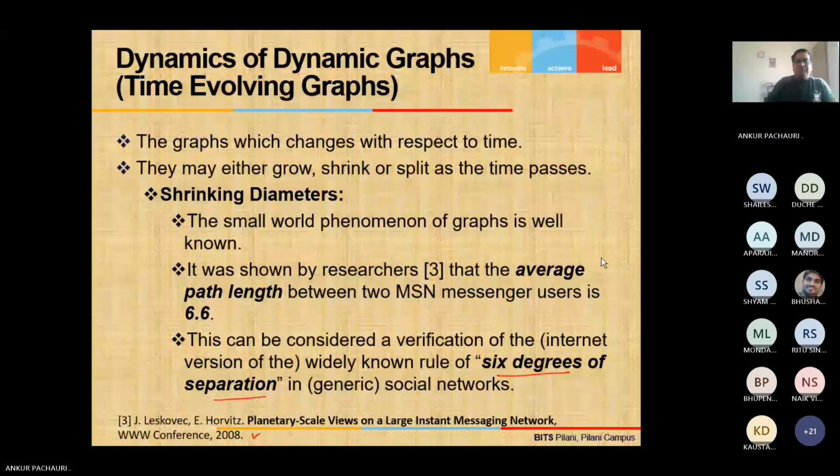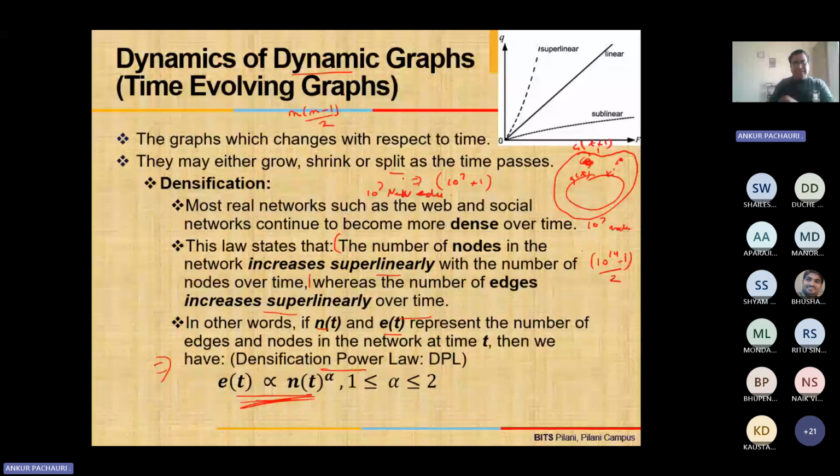No issue. 14 is just me assuming that it is a complete graph. If the initial graph contains 10 to the power 7 nodes, then for a graph to be complete, there has to be n into n minus 1. So the total number of edges in a complete graph is n into n minus 1 by 2. So how many edges will be there in a complete graph of 10 to the power 7 nodes? 10 to the power 7 into 10 to the power 7 minus 1 by 2. That's why it is 10 to the power 14 something.